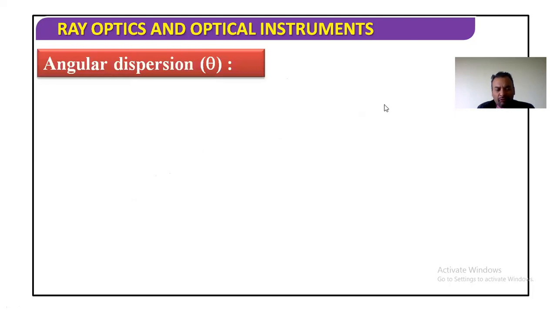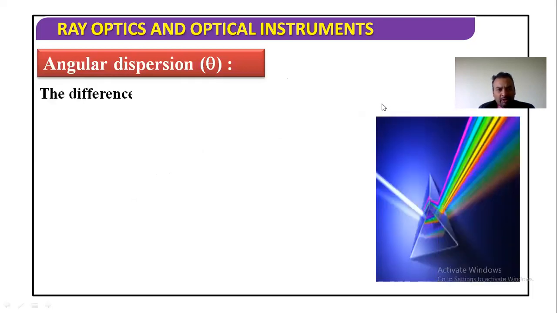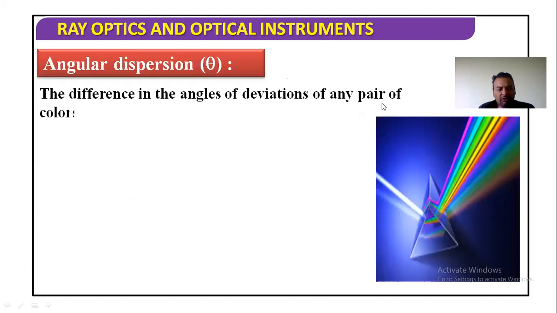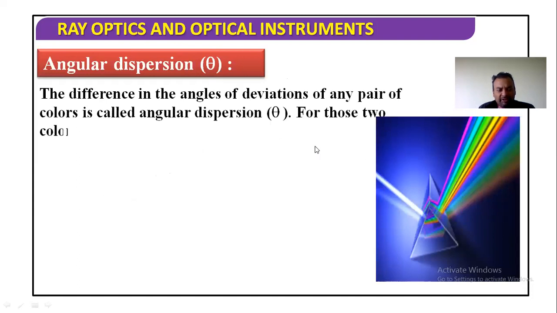Our target is to find out theta, and this theta is called angular dispersion. Now how can we find out the angular dispersion? Already I told you, theta is equal to delta V minus delta R. It's very simple to find. Theta is equal to deviation produced by the violet color minus deviation produced by the red color. It is from the geometry.